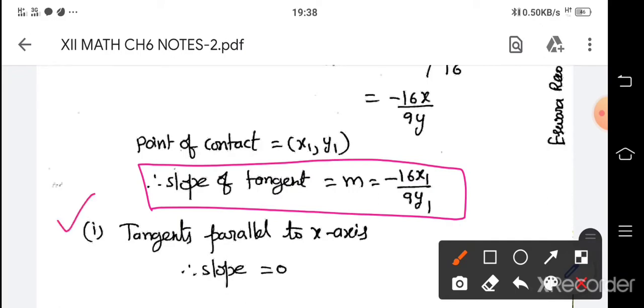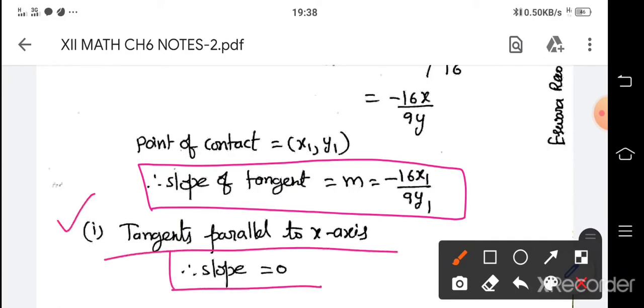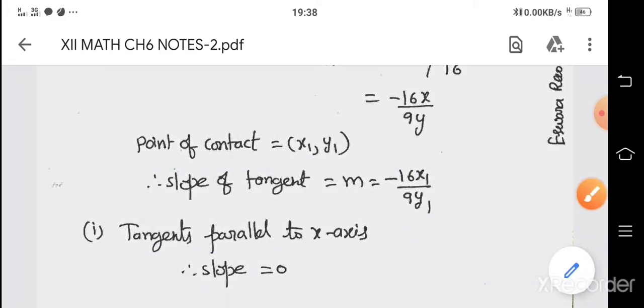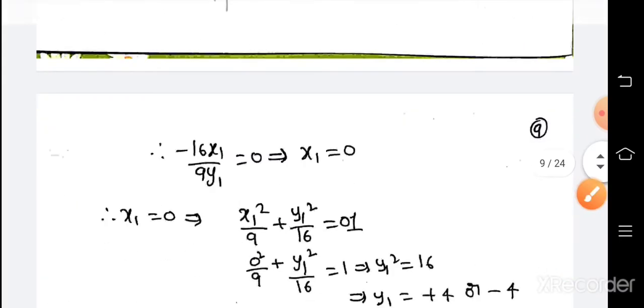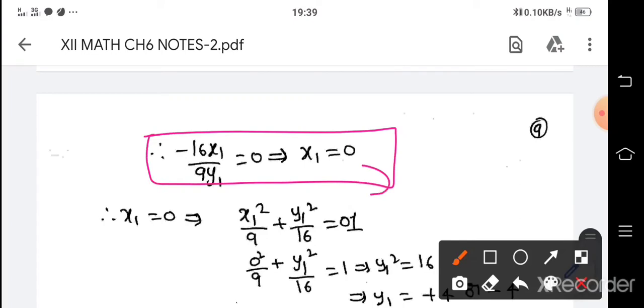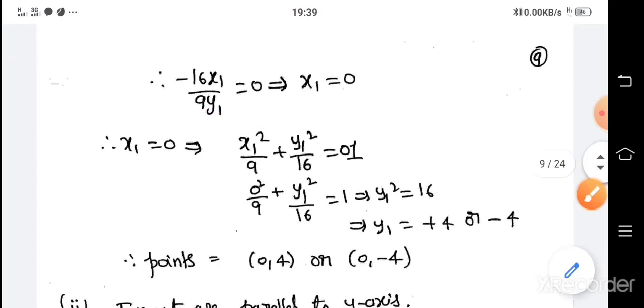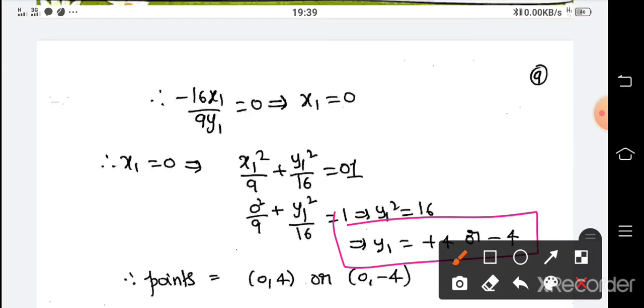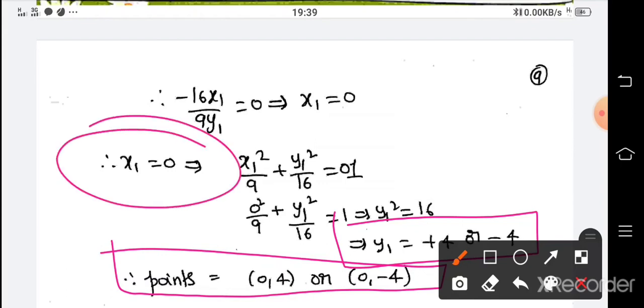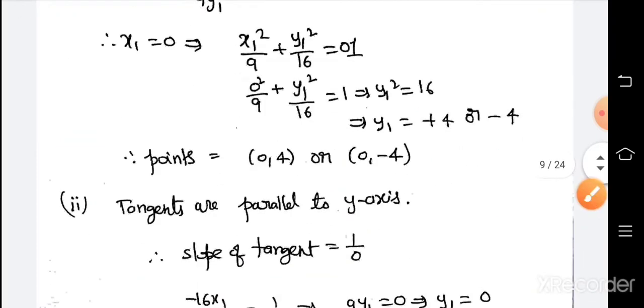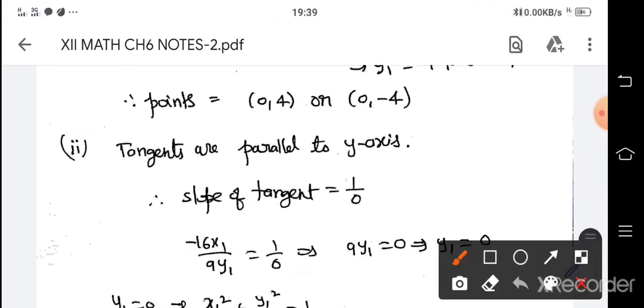Now they are telling the first question: tangents are parallel to the x-axis, so the slope is 0. So what we get, slope is 0, now we equate this to 0: minus 16x1 by 9y1 is equal to 0, so the x1 value will come as 0. What is the x1 value? 0. Substitute this x1 value in the given curve equation to get the y1 value, which is plus or minus 4. So the points are (0, 4) and (0, -4). For x1 0 we got y1 as 4 and minus 4. The slope is 0 because it is parallel to the x-axis. So using the points, now look, tangents parallel to the y-axis.